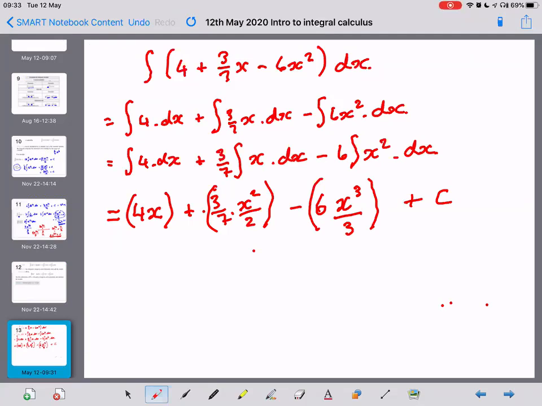And then lastly we can say it is 4x plus 3x squared over 14, minus 2x cubed plus c. 6 divided by 3 is 2.